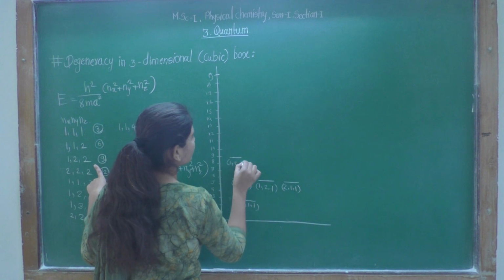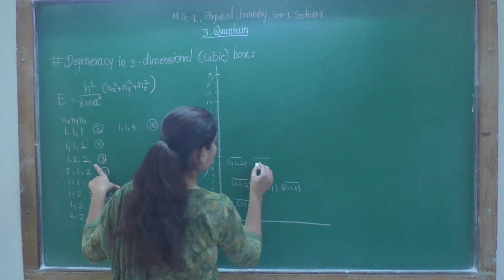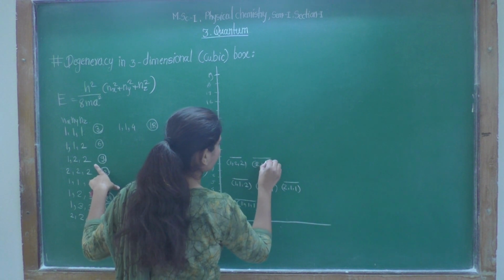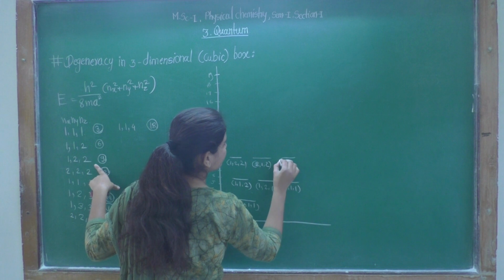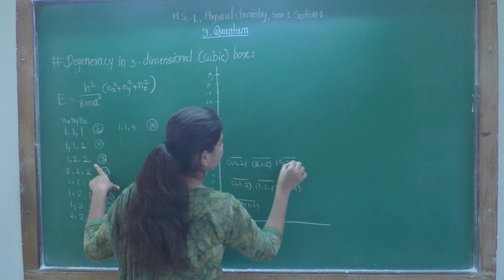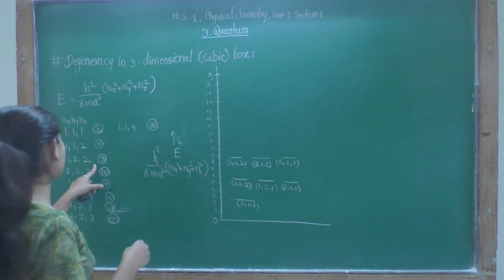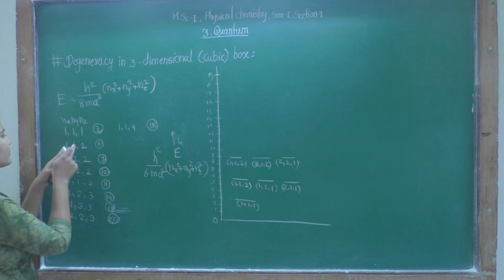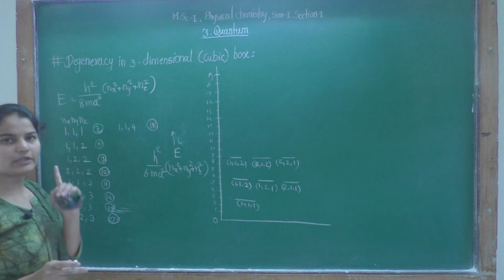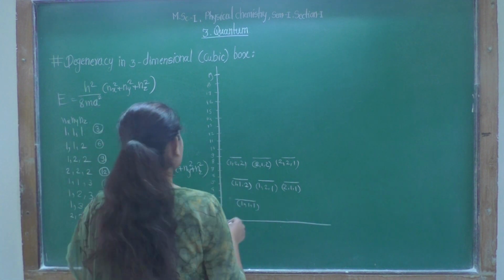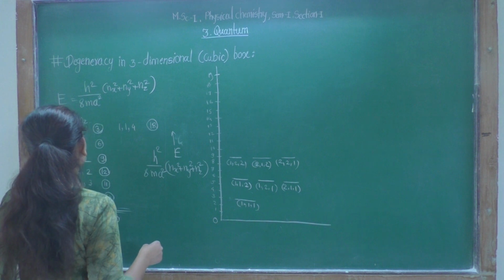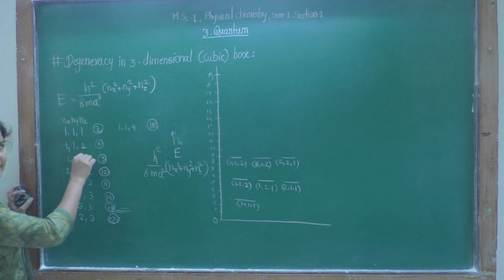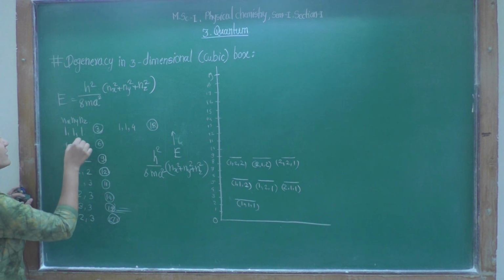1, 2, 2. So we can again give combinations 2, 1, 2 and 2, 2, 1. Right. So we can observe that if two digits are the same and one is different, then we will obtain 3 combinations. So 3 degenerate levels we can have where two digits are the same while one is different.